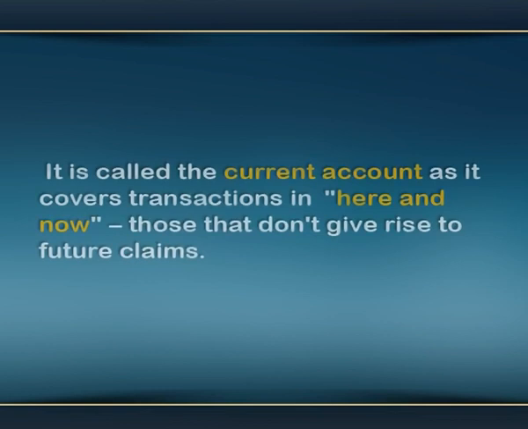Components. The current account shows the net amount a country is earning if it is in surplus or spending if it is in deficit. It is the sum of balance of trade, net earning on export minus payments for imports, factor income, earning on foreign investments minus payments made to foreign investors, and cash transfers. It is called the current account as it covers transactions in the here and now, those that don't give rise to future claims.